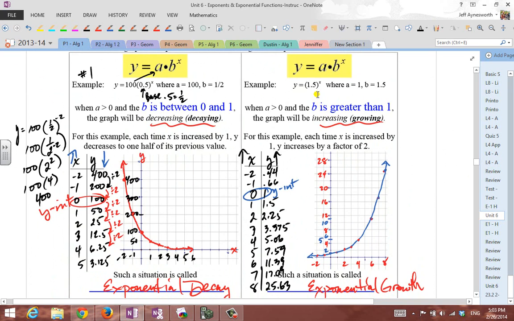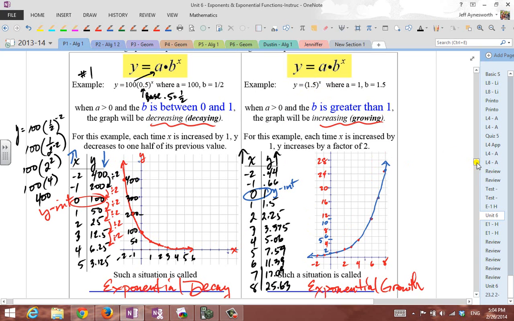Okay, here we go. So when the base is less than 1, like 1/2, you get a decay type of situation where the function decreases over time. And if it's growth, it's an increasing function. The base is bigger than 1, like 1.5 or 2 or 3, and it's an increasing function over time.